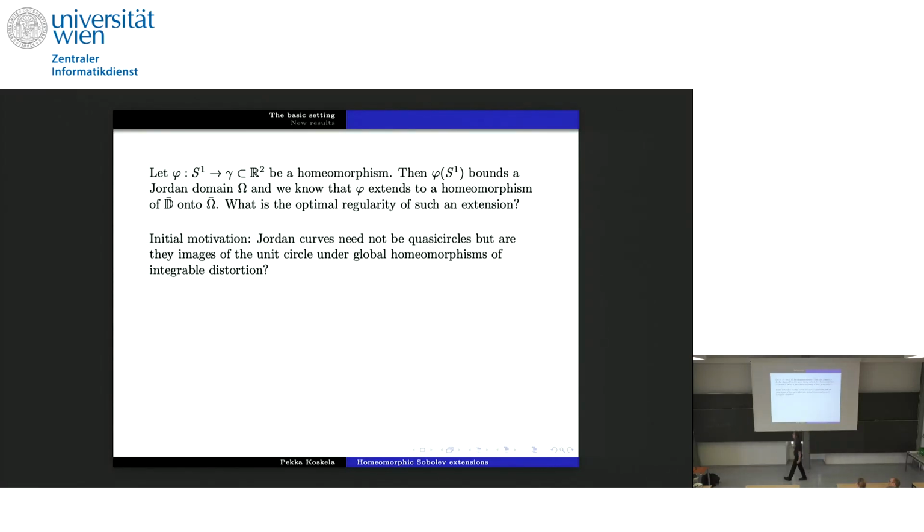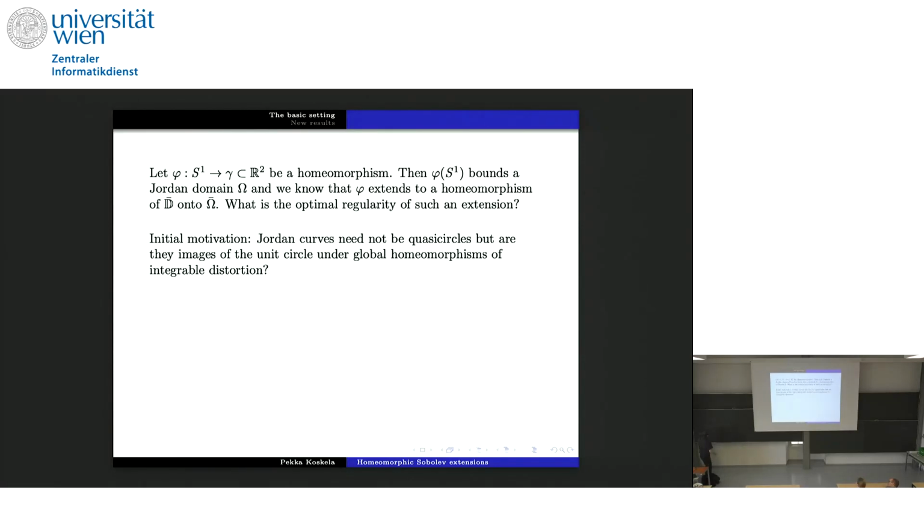And the answer is that you cannot expect K to be locally in L^1. It's easy to give counterexamples to that. But could it be that you can always find an extension which would be W^{1,1} locally in the plane, and the distortion function would be in L^p locally for p strictly less than 1? So that was my original motivation for going into this, and I was sure that this holds. So you can always find such an extension.